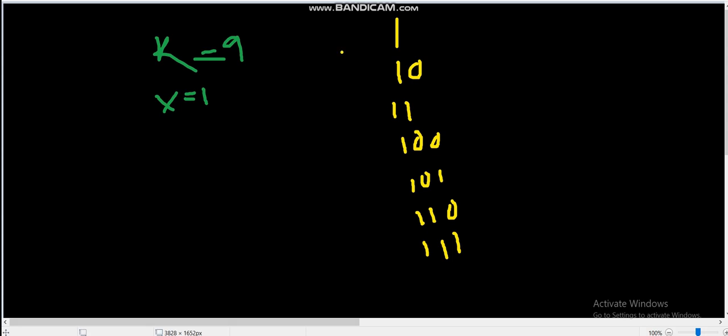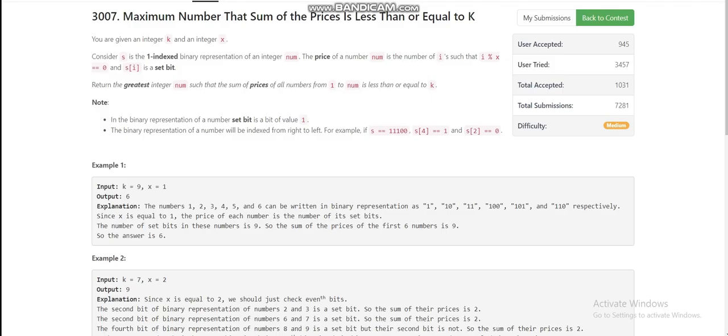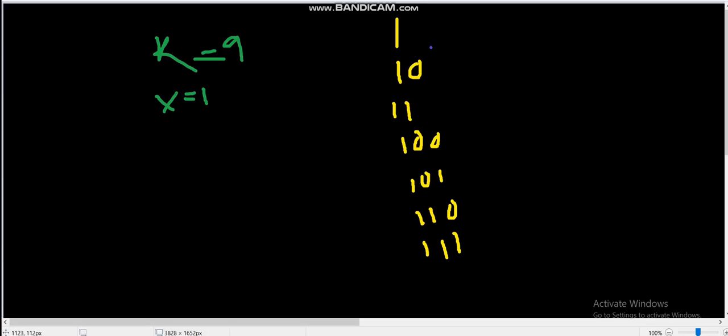Another important thing is that the binary representation of a number is indexed from right to left. So that is one important thing you have to observe: the index will be from right to left. So this is the first index and it is also one-based. This is the first index, this is the second index, this is the third index, right? I hope you got it.